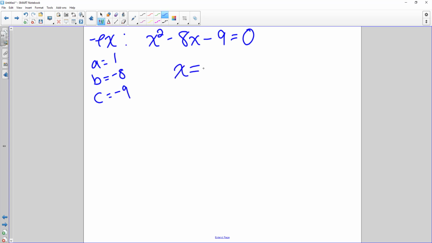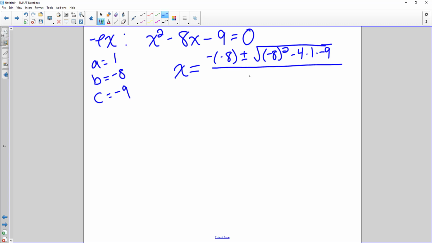So back to my formula. X is -b. So I have -(-8) plus or minus the square root of b squared, -8 squared, minus 4 times a times c, so -4 times 1 times -9, over 2 times 1. So this one, when b is negative, be careful of the signs. Negative, negative, that's going to go back to +8.